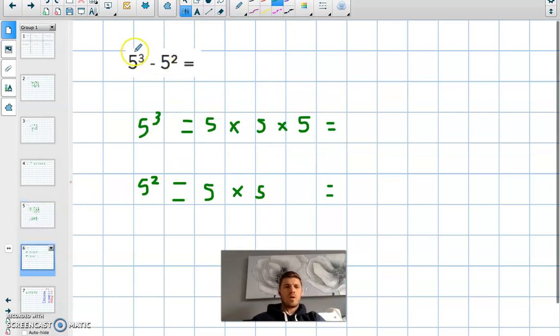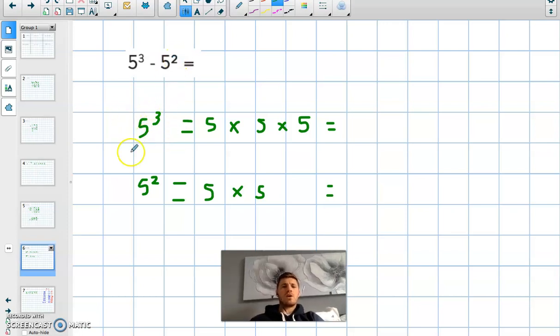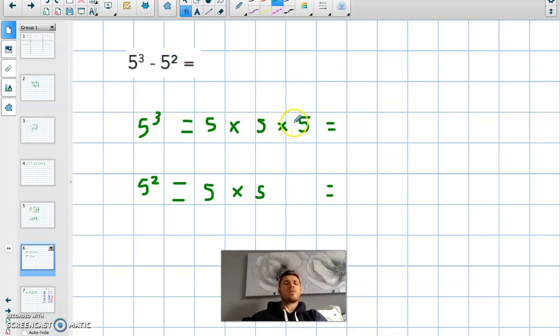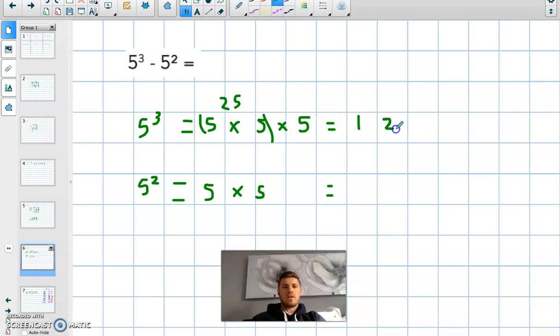Okay, next one. So 5 cubed, subtract 5 squared. So when we cube a number, we times it by itself 3 times. So 5 times 5 is 25. And then 25 multiplied by 5 is 125. And when you square a number, you times it by itself. So 5 multiplied by 5 we know is 25.